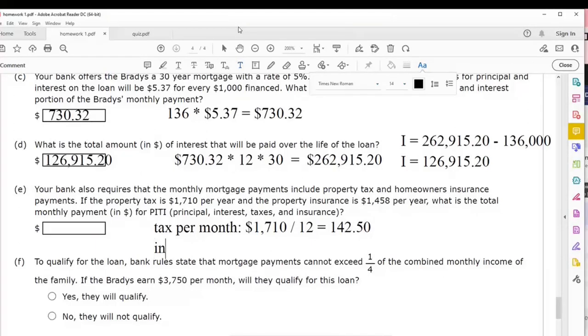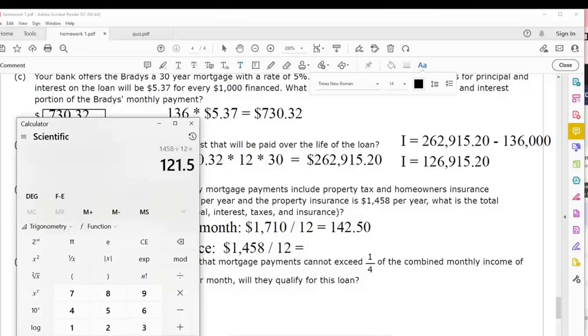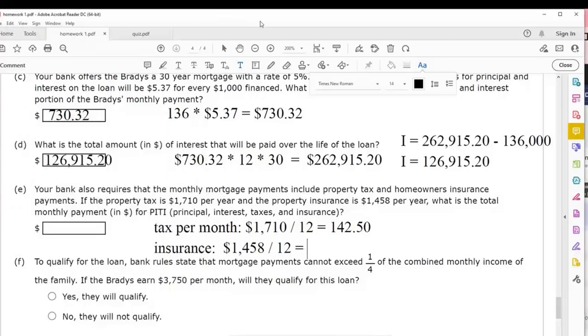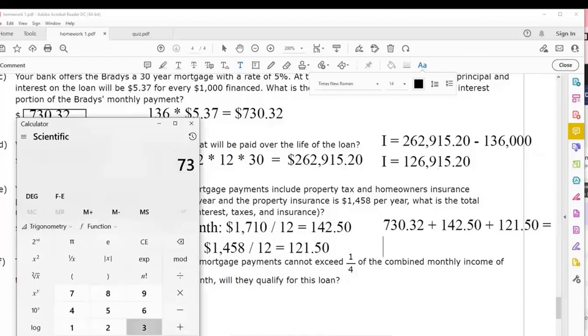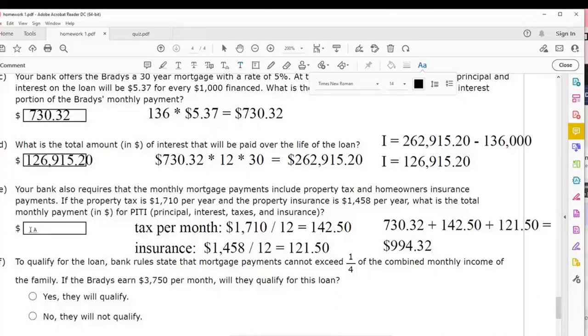And then the insurance, $1,458 divided by 12. That's $121.50 per month for the insurance. So what's our total monthly payment with all this stuff rolled together? Here's the principal and interest that we had in Part C, plus the taxes per month, plus the insurance per month. Add those together. $994.32.